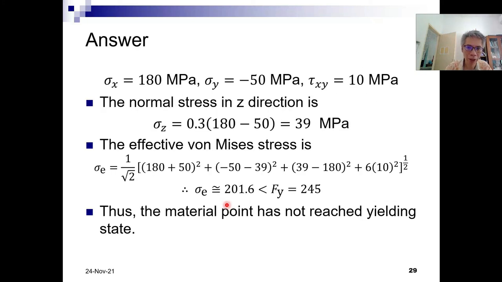So computing this, we obtain the result 201.6 megapascal. And we know that it's still below the yielding stress, that's 245 megapascal. Thus, we can conclude based on this theory that the material, or the steel in this case, has not reached the yielding state. Okay, that's all about principal stresses and von Mises stress. See you in the next lecture.